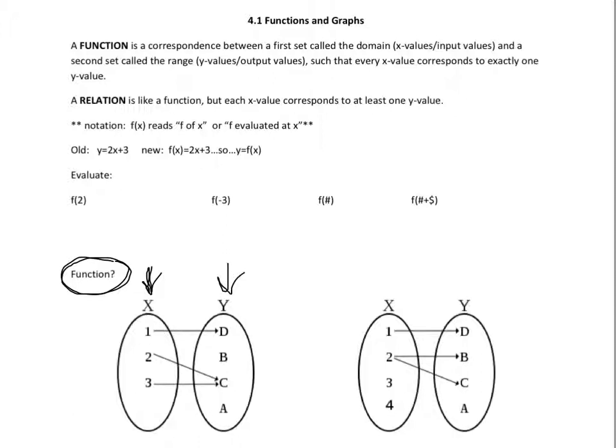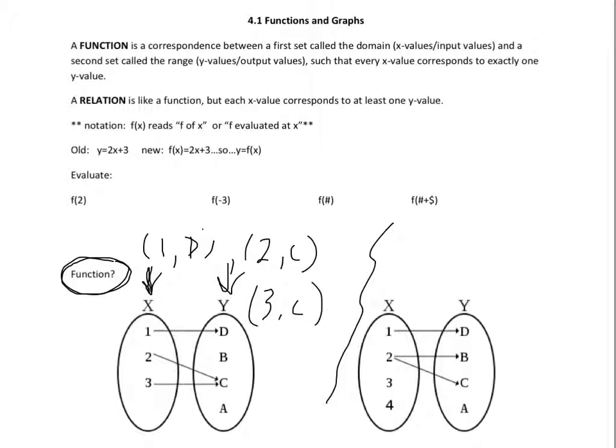So we could think about these kind of as ordered pairs. In fact, we could think about this first relation here giving us these ordered pairs here. We'd have 1 comma d. We would have 2 comma c. And then finally the last one we would have 3 comma c. Now this is a function because every x value corresponds to exactly one y value. The y value doesn't need to be unique, like here, two things go to c, but that's totally fine.